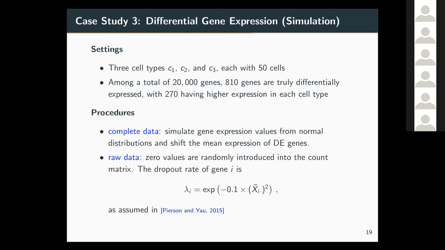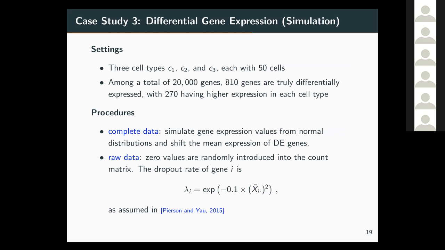In the third study, we compare different imputation methods in the context of differential gene expression analysis based on a simulated data set. In this simulation, we assume that there are three cell types, C1, C2, and C3, each with 50 cells. We also assume that among a total of 20,000 genes, 810 genes are truly differentially expressed, with one-third having higher expression in each cell type.